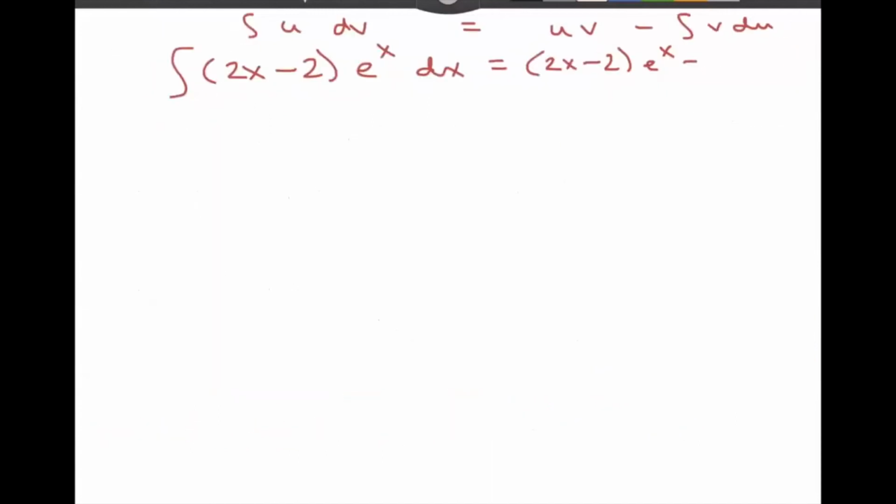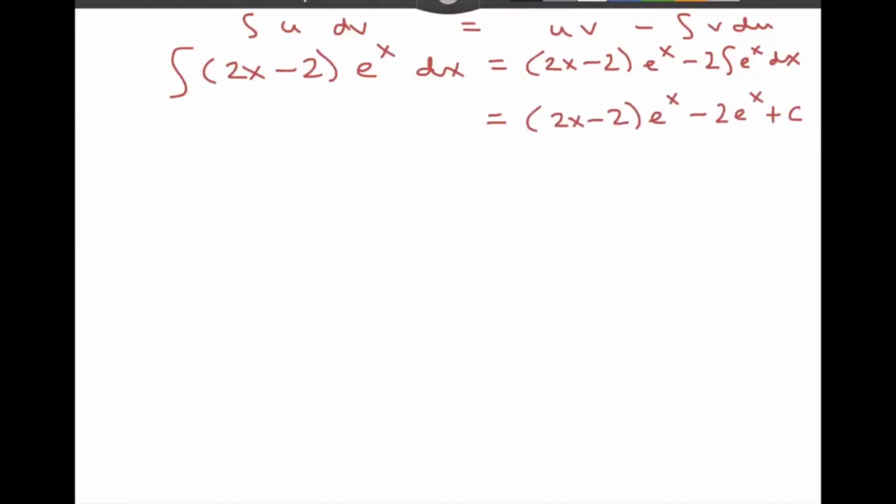And then finally, we end up with an integral that we know how to evaluate. All right, so the value of this, we'll call it the red integral, is 2x minus 2 times e to the x minus 2 e to the x plus c.